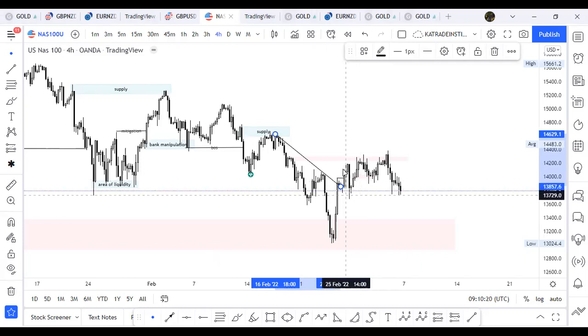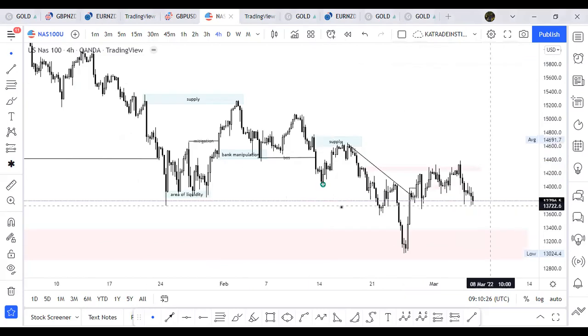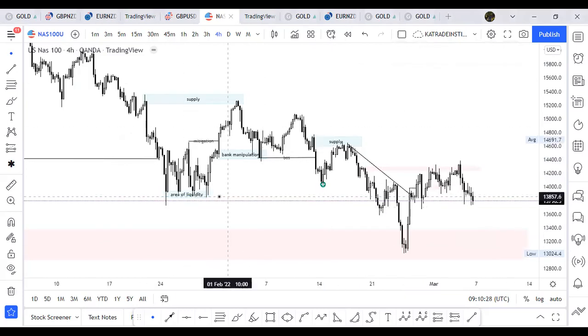So price eventually takes liquidity here. So the probability for a down move is very high. We can clearly see that from here to there is what?